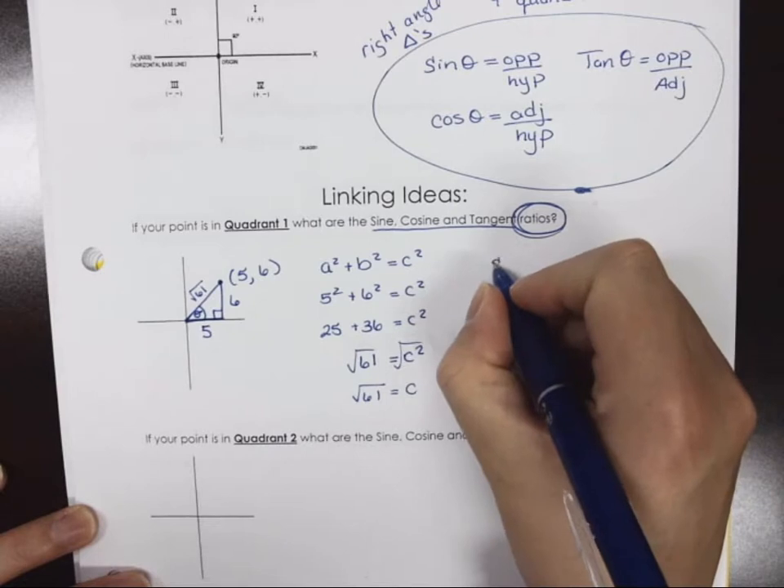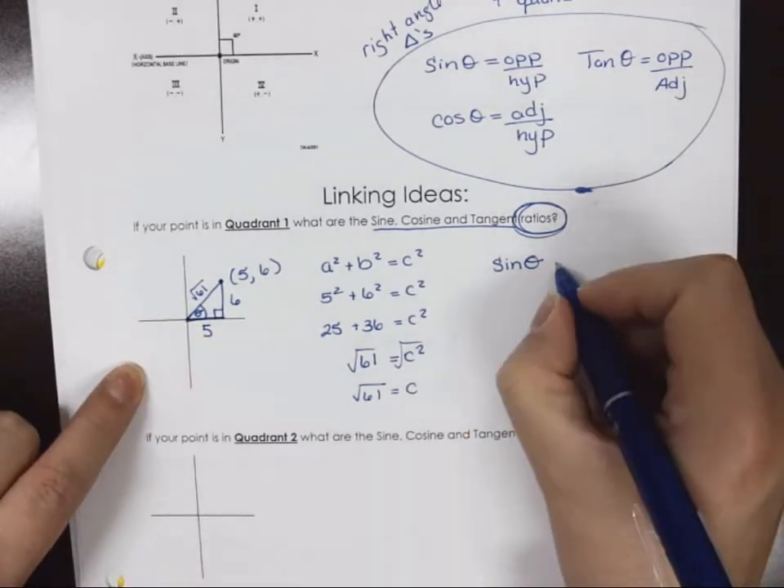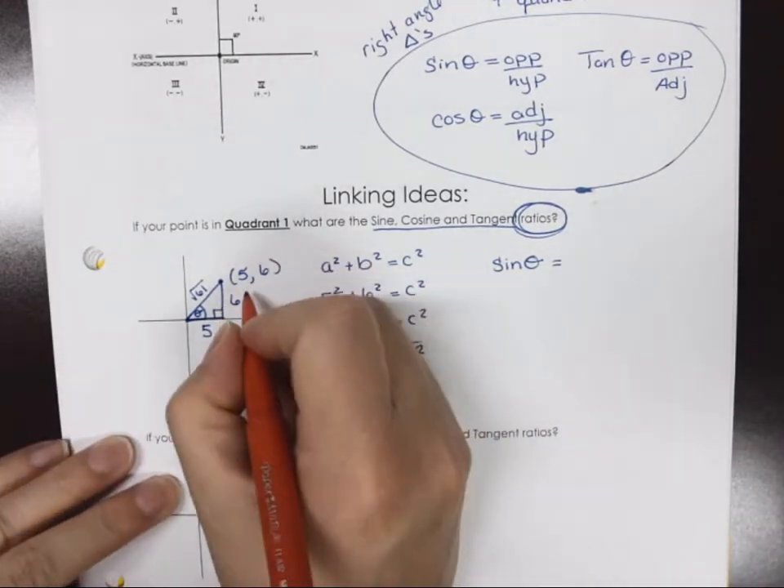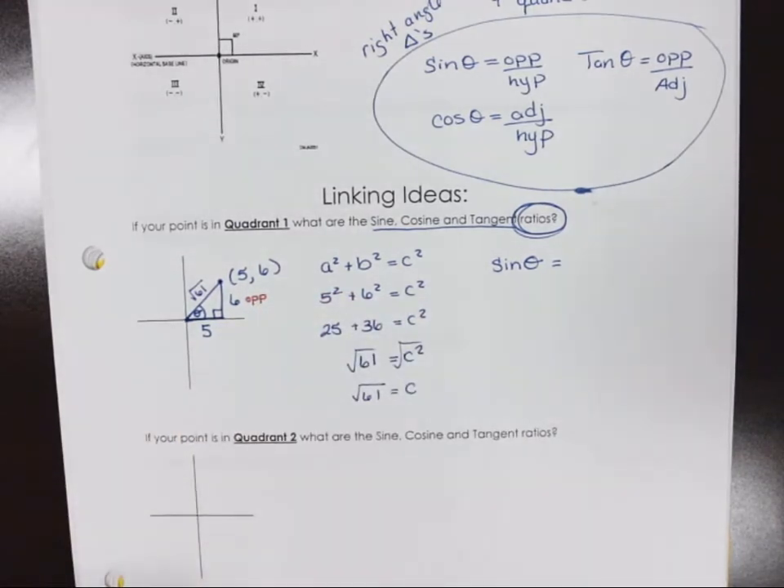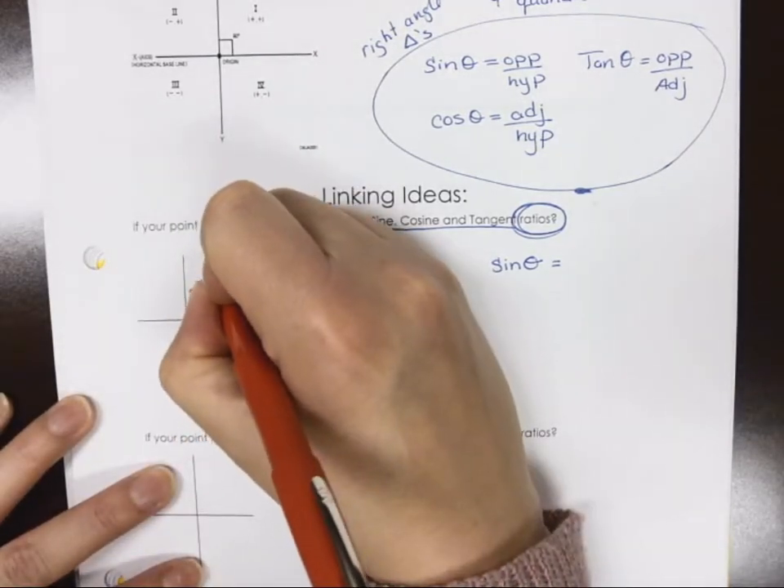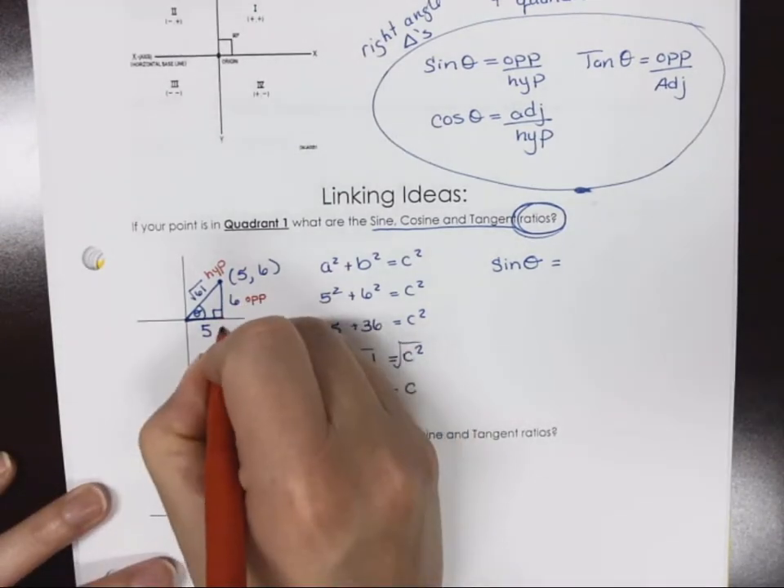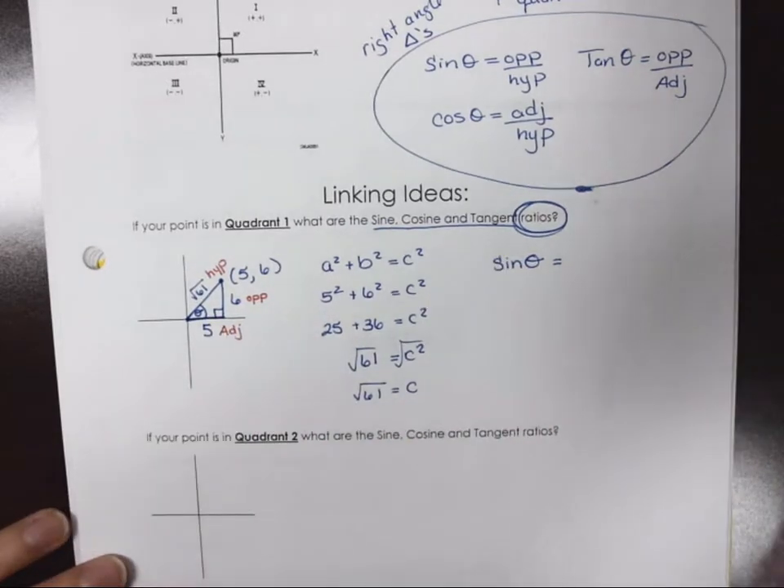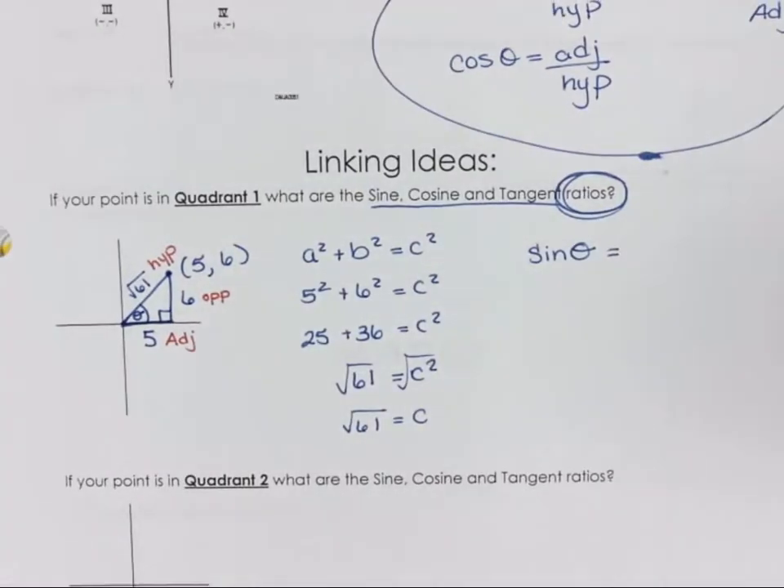Okay, so sine of the angle, and I said my angle was right there, is equal to, so which one's the opposite side? 6. Maybe that's a good idea that we label these. Hypotenuse? Root 61 is our hypotenuse. And 5, what side is that? It's the only one that's left. The adjacent. I find that it's helpful to label my sides.